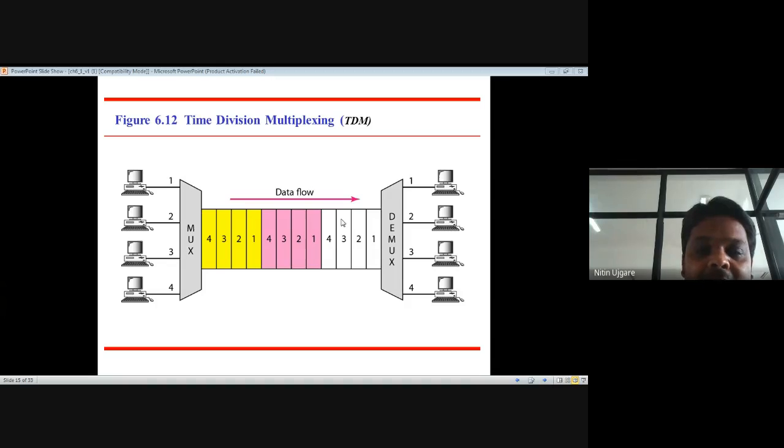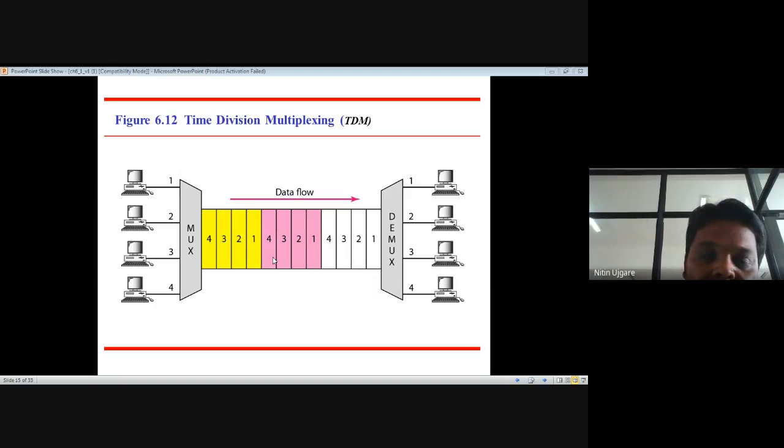So this link is divided into time slots, and each time slot will be shared by each of these channels. For example, just consider that this link is divided into 3 time slots. Each time slot is considered as 1 time frame. Then each time frame will be shared by each of these channels 1, 2, 3, 4. So you can see here, the first time frame is coded with the white color, this 1, 2, 3, 4.